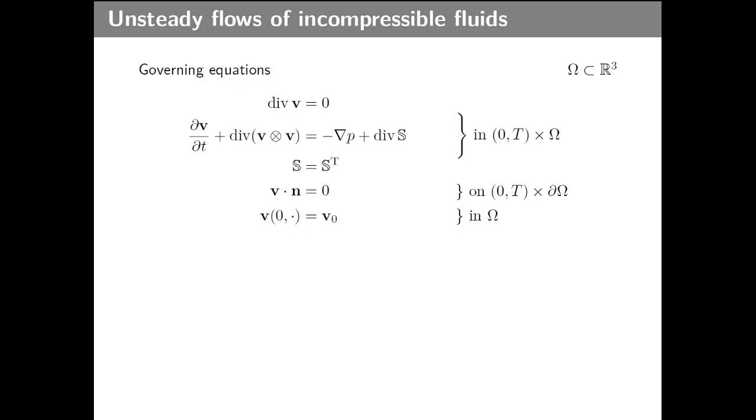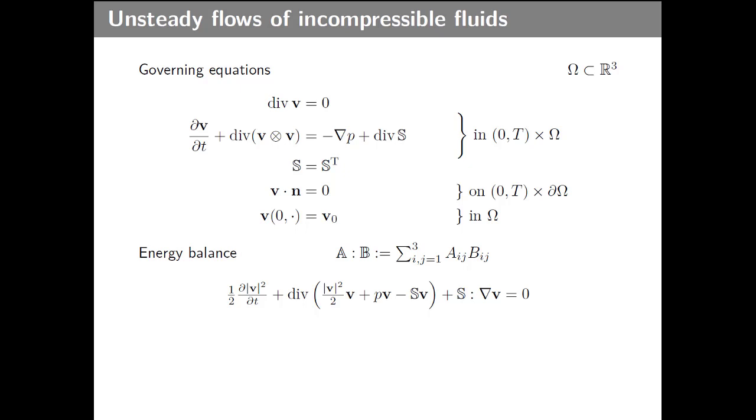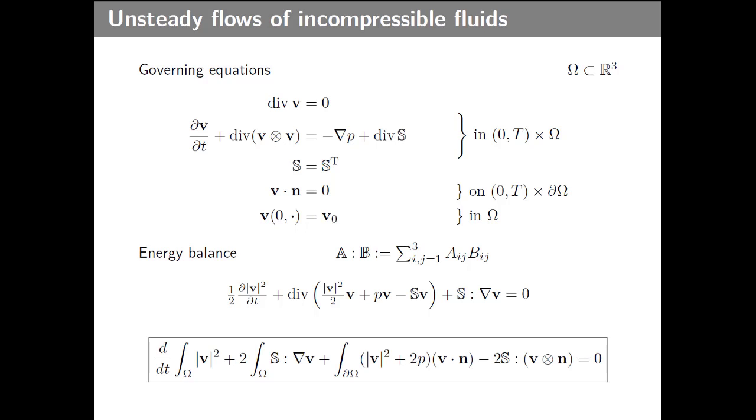This is the classical energy balance which you obtain if you take a scalar product of this equation with the velocity v. So there is no significant change in the notation. And if you integrate over Omega, you will obtain due to this term some boundary terms which are here. And also from this term you will get this term, and from this term you will get the change of the total kinetic energy.